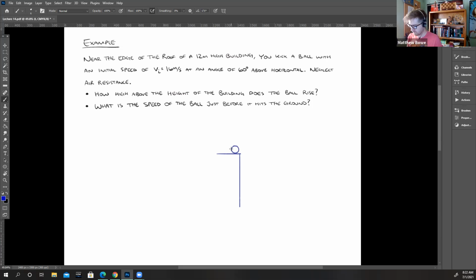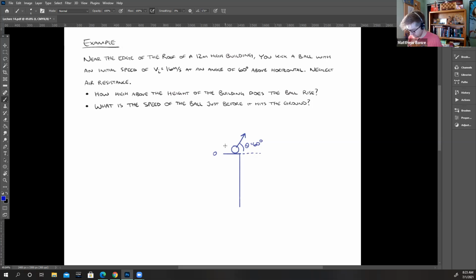We have this ball. We're going to kick off of the edge. It's going to go up at a 60-degree angle like that. Let's make a dotted line right here, and we're going to say that this angle is 60 degrees. Also, what might be easy is to call the point where the ball sits on the roof 0. That's sort of our origin, our starting point.